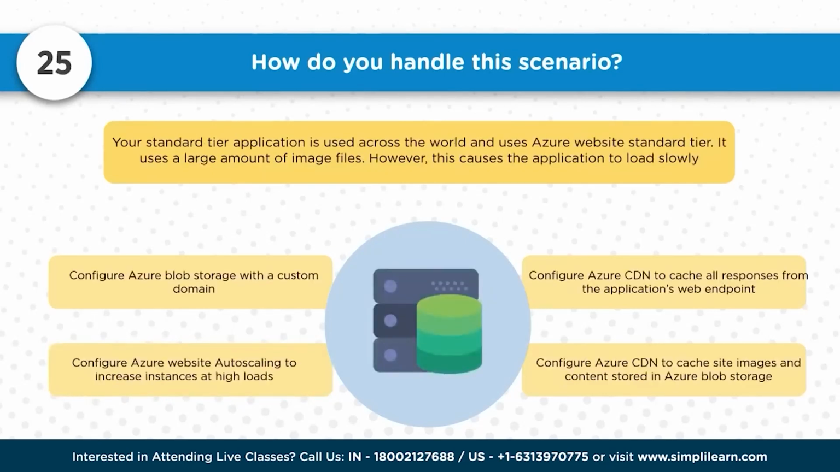Look at this one last question that we have for you. A standard tier application is used across the world and uses Azure Website Standard Tier. It uses a large amount of image files, so you can get it. This could be an e-commerce website which has a lot of pictures in it. And this is causing the application to load slowly. How can we handle this situation? Let's look at the options given.